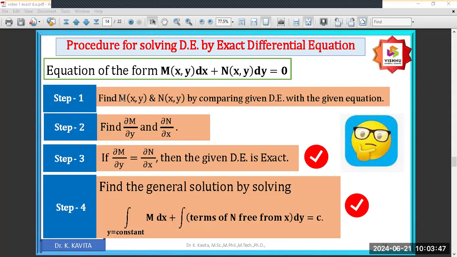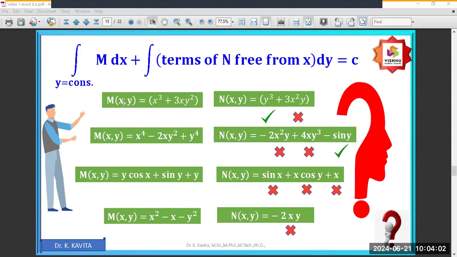In step 1, we identify M and N. In step 2, we differentiate M with respect to y and N with respect to x partially. Step 3, dou M by dou y and dou N by dou x should be equal. And in the fourth step, we get the general solution. Here four different examples are given for the M terms and four different examples for the N terms. Especially we concentrate on the terms where x is not present, that is, free from x. If x terms are there, we are not going to consider them. Only y terms we have to consider.